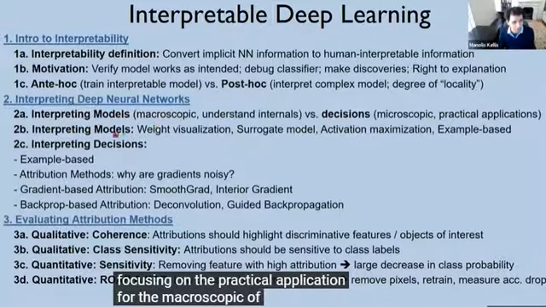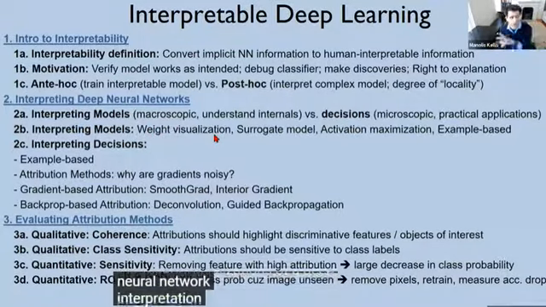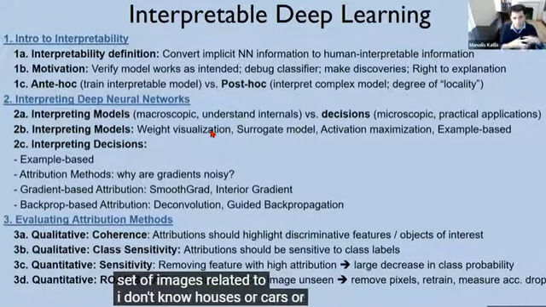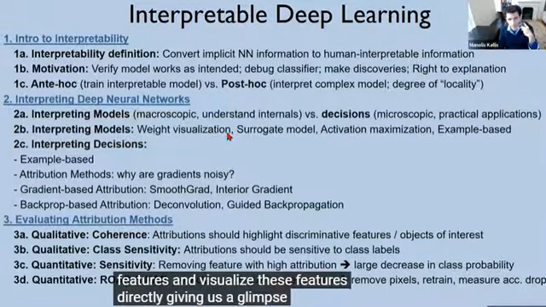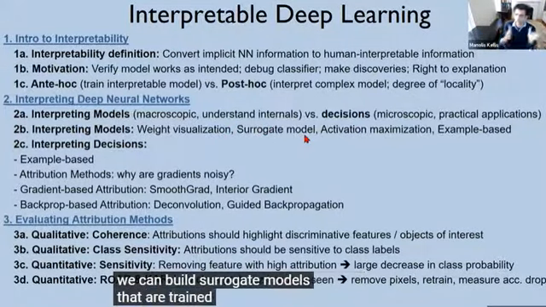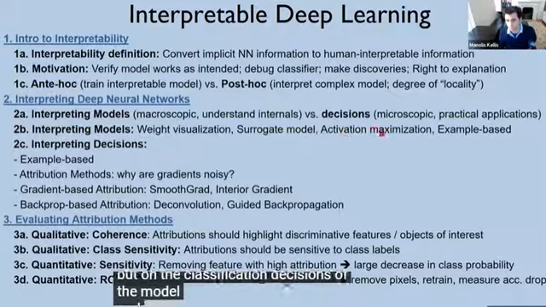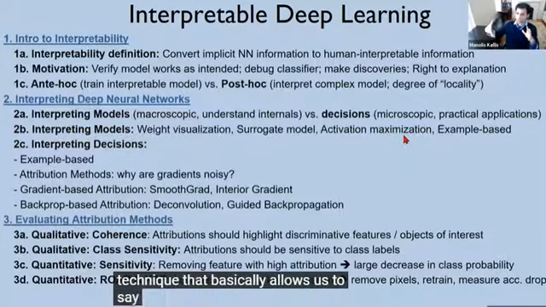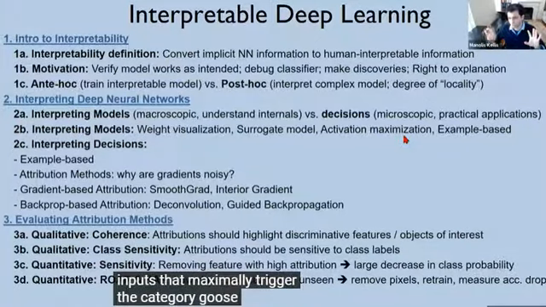For the macroscopic approach of interpreting the models, we saw how the weight visualizations of a deep neural network, trained on, for example, a set of images related to houses or cars or people, can in fact learn these intermediate features and visualize these features directly, giving us a glimpse inside the internal workings of the model. How we can build surrogate models that are trained not on the real world complexity, but on the classification decisions of the model. And we saw activation maximization, a very powerful technique that basically allows us to say, what are the inputs that maximally trigger the category goose, for example.